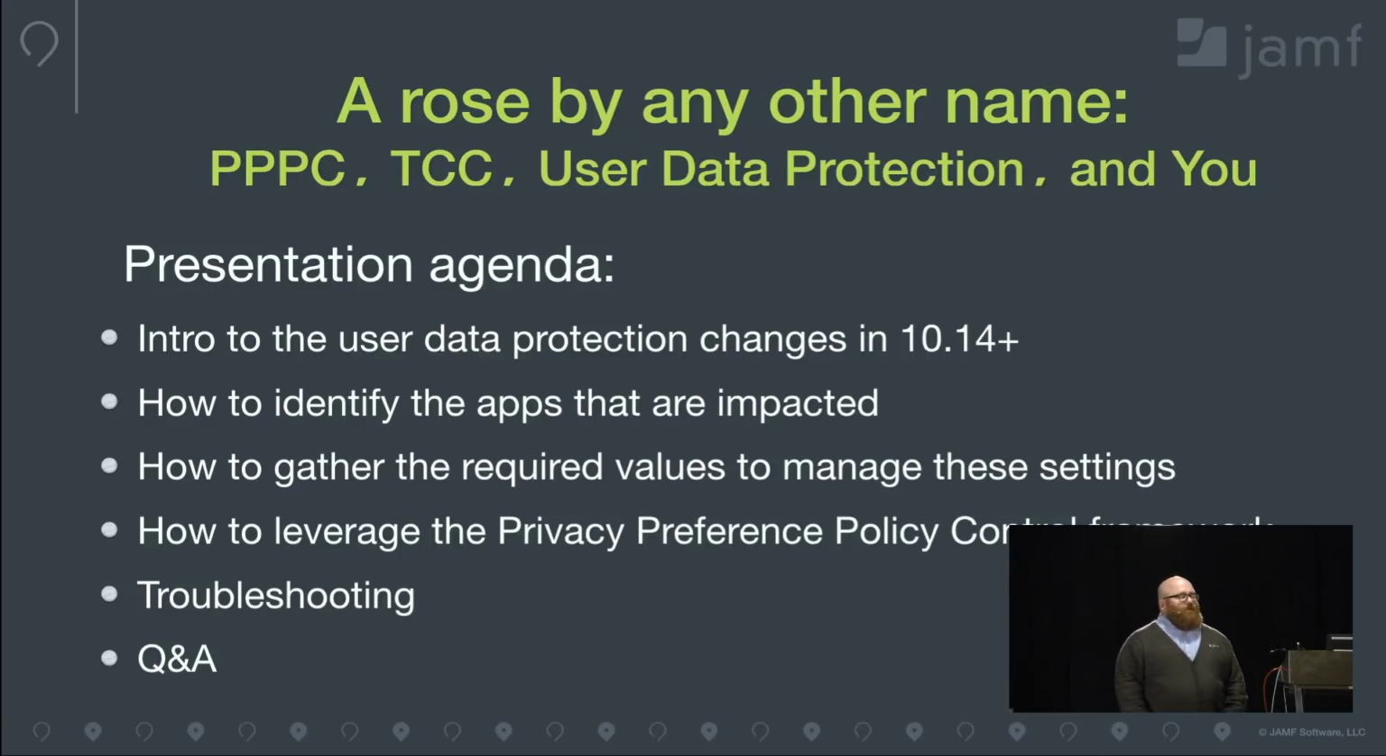We're going to be talking about a flat-out intro into what these new user data protections mean and when they came in, 10.14. How to identify the apps that might be impacted, how to gather the required values so you know how to manage those settings, how to leverage the privacy preference policy control payload, and then understanding how we can troubleshoot and dig in a little bit deeper at the end, and then a Q&A, if you're nice. We might go into that as well.